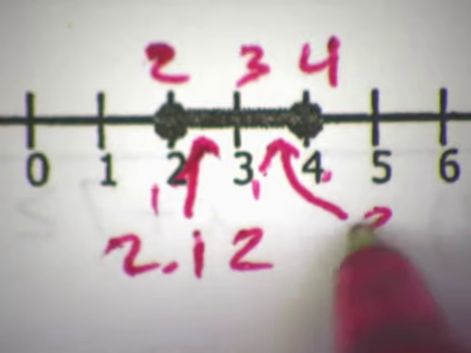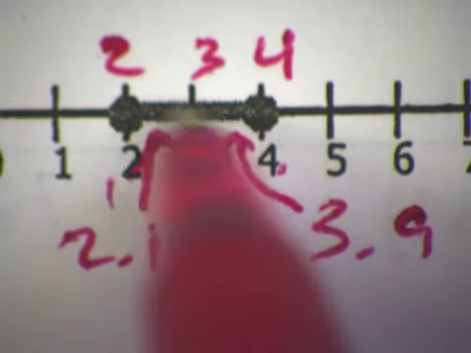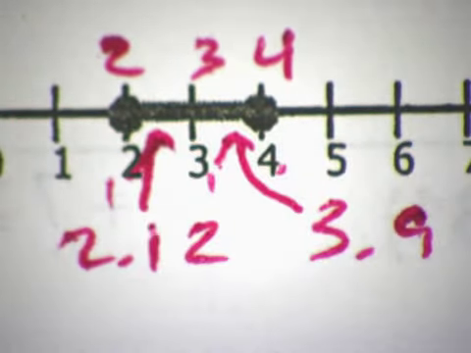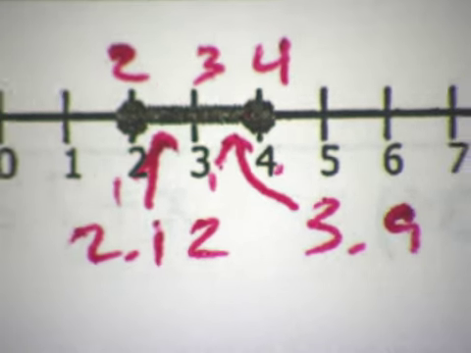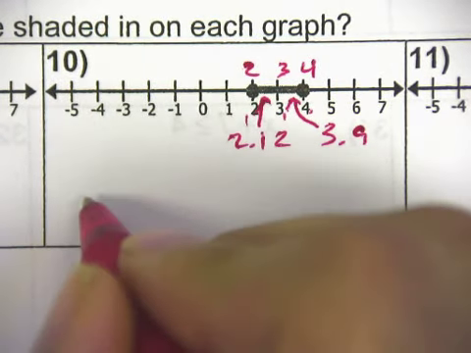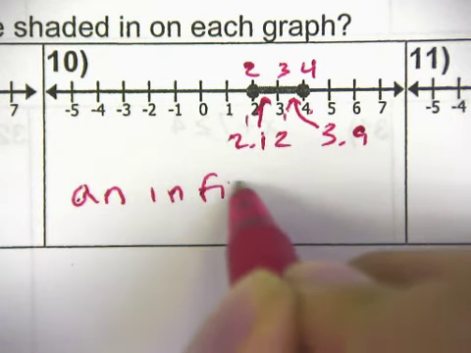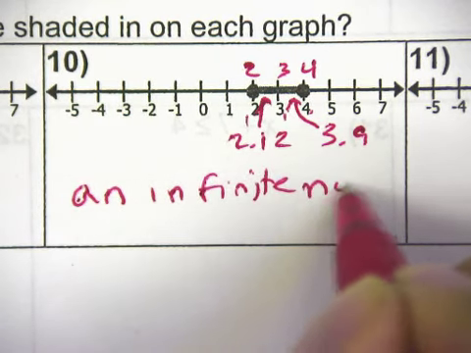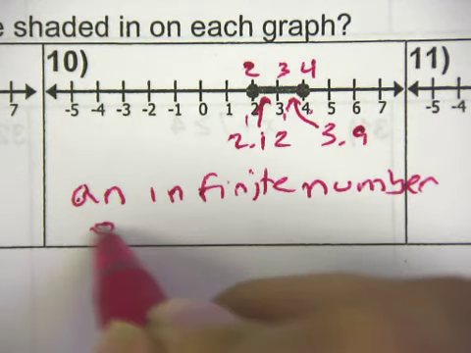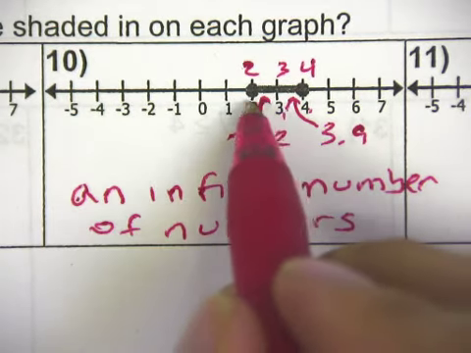or 3.9, right? In fact, there's a whole bunch of numbers here in between 2 and 4. How many different numbers are there in between 2 and 4? A lot is actually too small of a guess. How many numbers are shaded in on this graph? An infinite number of numbers. There's an infinite number of numbers between 2 and 4.